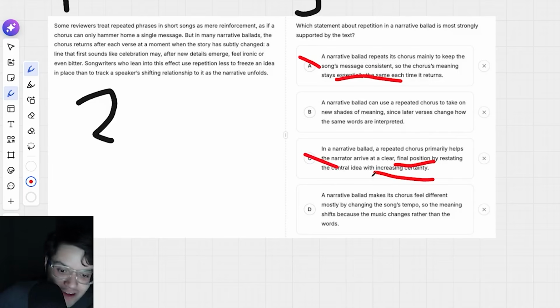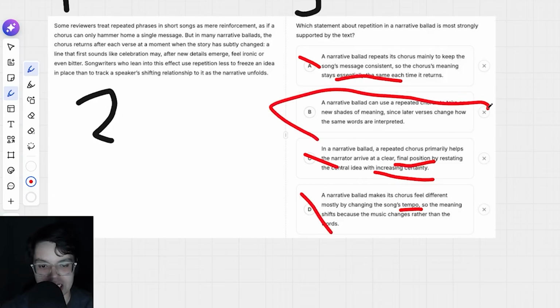D: A narrative ballad makes its chorus feel different mostly by changing the song's tempo. Okay, I can tell right there, we don't even have to read the choice entirely if we can tell immediately that there's something wrong with it. Tempo, we don't hear anything about tempo, so D would be wrong. Therefore, B is going to be the correct answer for this one.